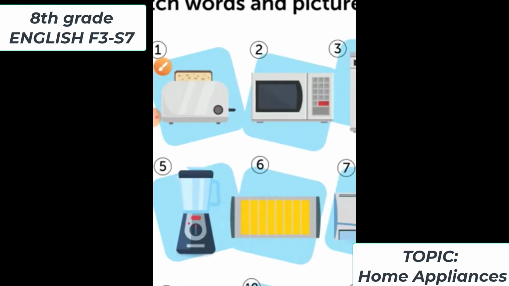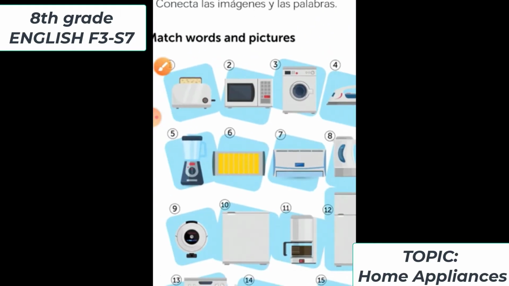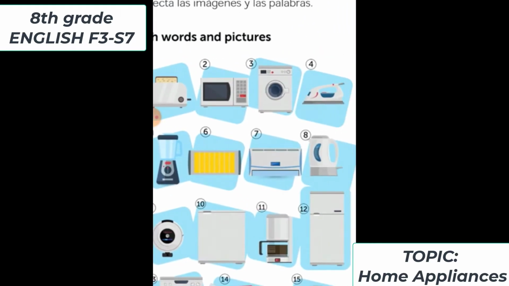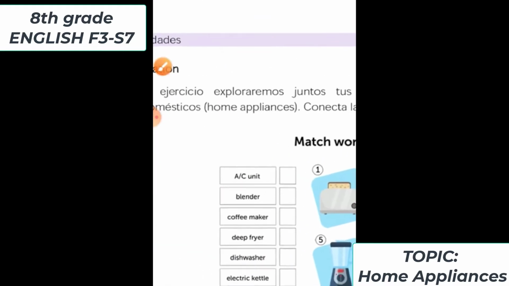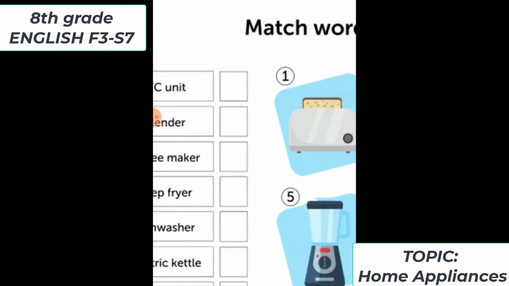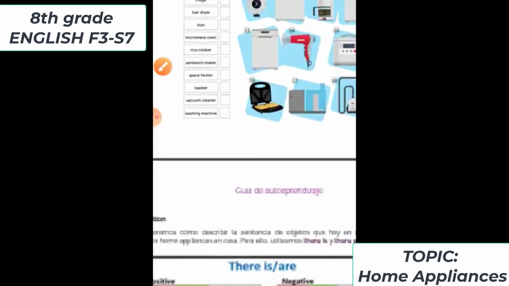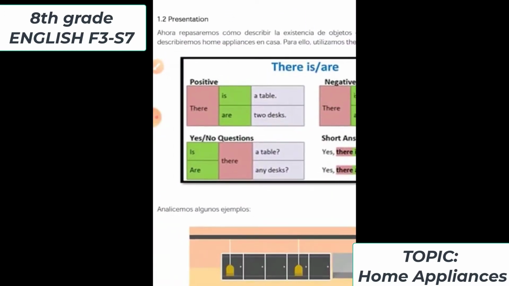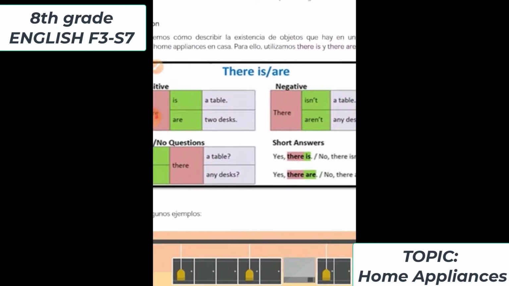So let's look for the coffee maker. Busquemos la coffee maker. Let's look for the coffee maker. The coffee maker is here, number 11. Yes? Number 11. So you write here the number. Okay? You match the number with the name. Okay? That's the idea.